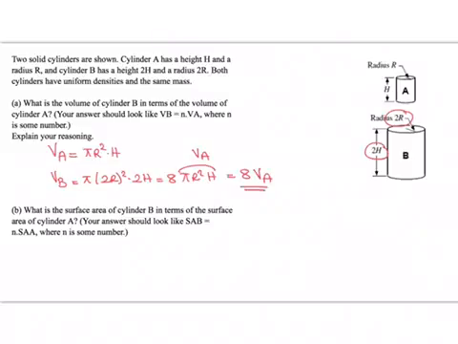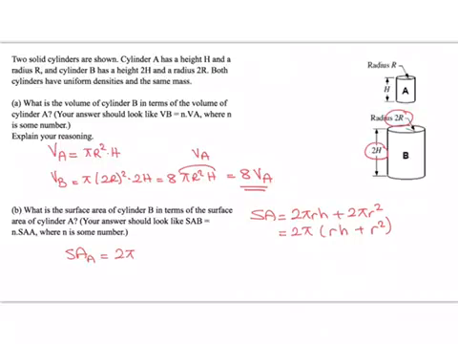For part B, we have the surface area question. The surface area formula is equal to 2πrh plus 2πr². If we take 2π in common parentheses, I have radius times height plus r². So the surface area of A is equal to 2π times r(h plus r).